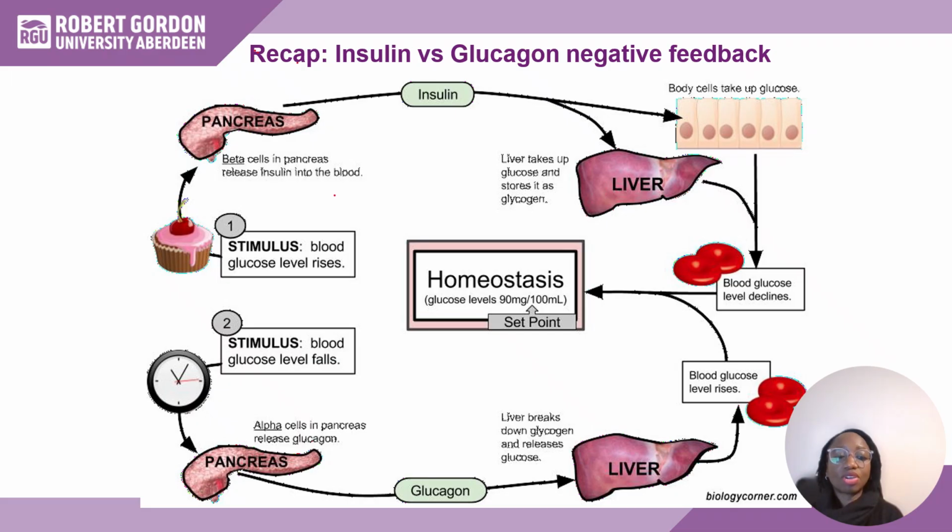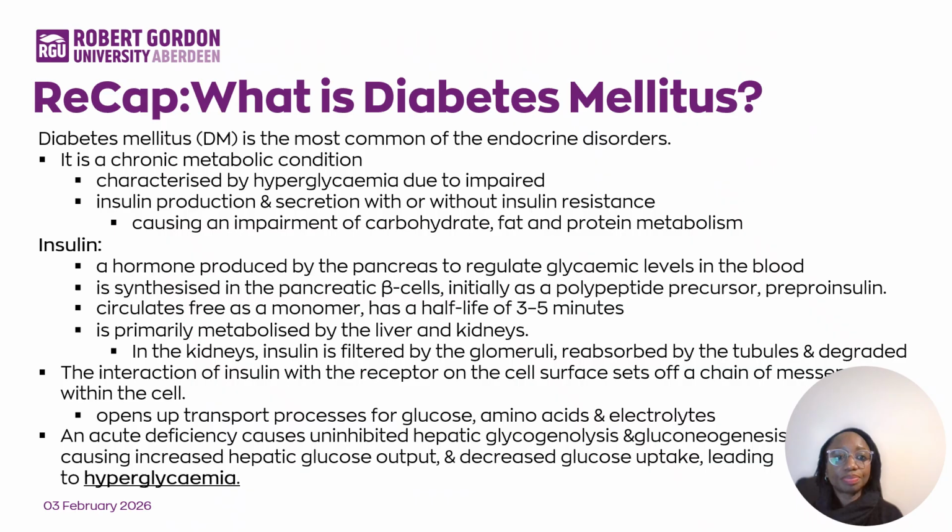And likewise, when you have a stimulus that reduces the blood glucose levels, for example, during a period of starvation or after exercise, the alpha cells of the pancreas produce glucagon, and that glucagon goes to the liver and breaks down glycogen to release glucose, and then glucose in the blood rises again, and you achieve homeostasis.